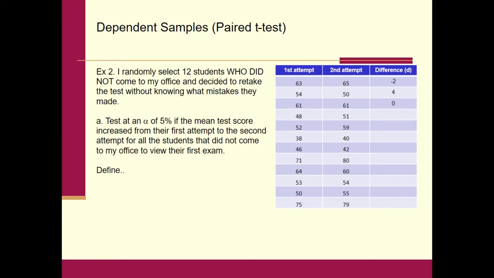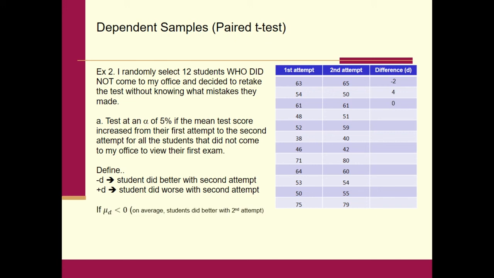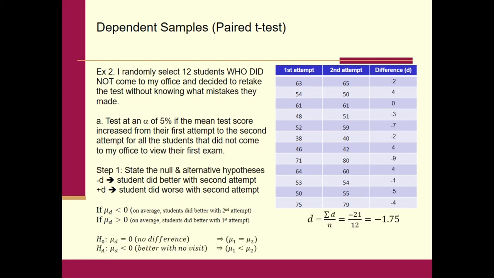All right, and so positive D, the student did worse with the second attempt. So notice with the second person, they went from 54 down to 50. And if you had 0, there was no change. So if mu sub D is less than 0, on average, students did better with the second attempt. If mu sub D was greater than 0, on average, students did better with the first attempt. And you get all this because of defining the negative D's and positive D's. Okay. D bar turned out to be a negative 1.75.